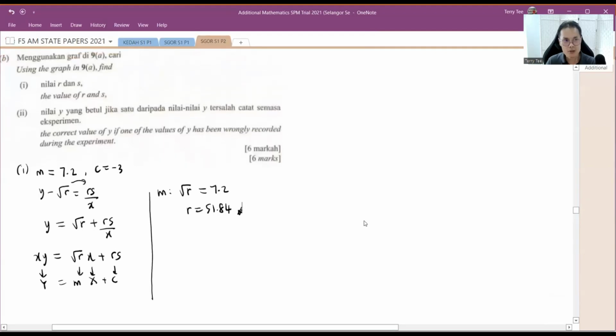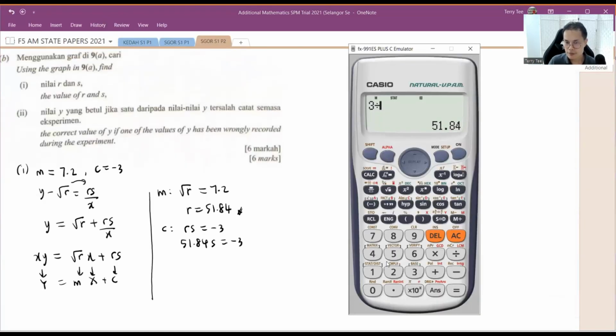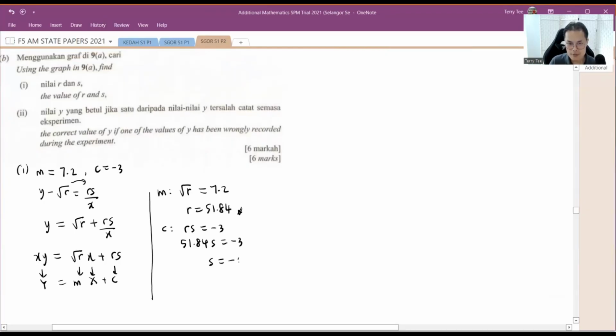All right, and let's talk about your y-intercept. My y-intercept is Rs, and from the graph is -3. R is 51.84. S equals -3. So let's take 3, divide 51.84. Guys, I got -0.05787. Yeah, very small value. Okay, again, you might get a slightly different answer compared to this, right? It's because your y-intercept might be a bit different. You might get -3.5 or 3.25.